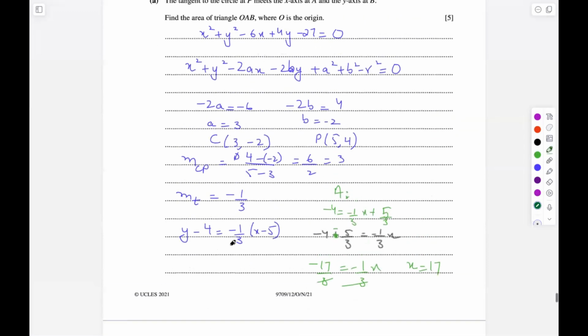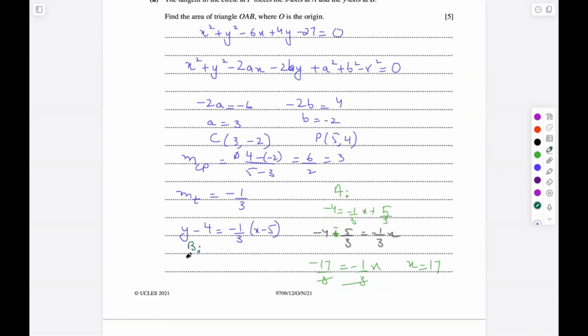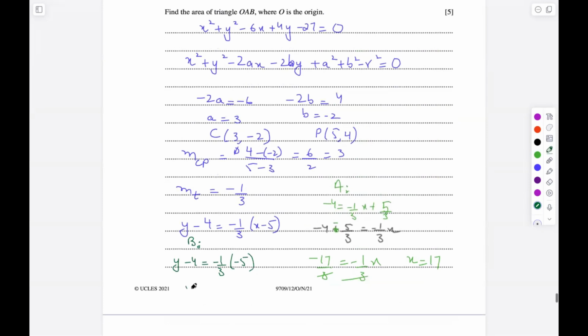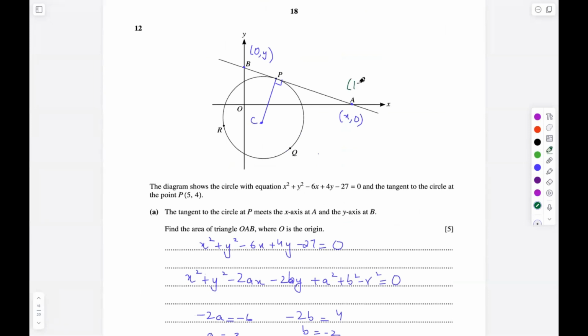Once we have the x coordinate, for the y coordinate of point B, we will substitute x equals 0. So this will be y minus 4 is equal to minus 1 upon 3 into minus 5. So y will be equal to plus 5 upon 3 plus 4. Simplifying this, 3 times 4 is 12, so 12 plus 5 is 17. So that will be 17 upon 3. So this point is (17, 0), and this point is (0, 17 upon 3).